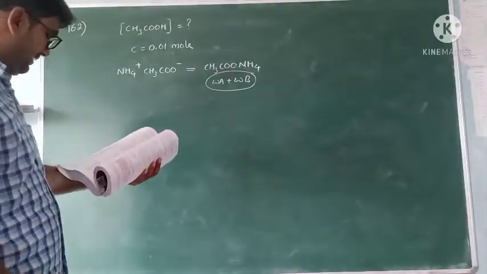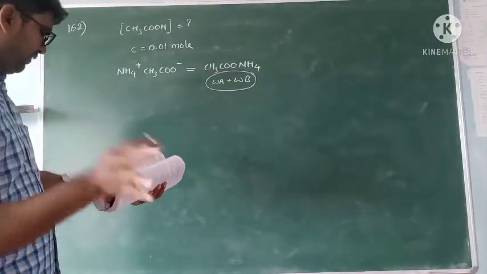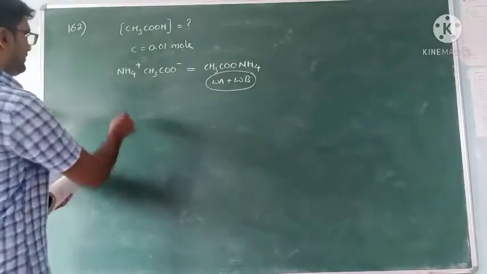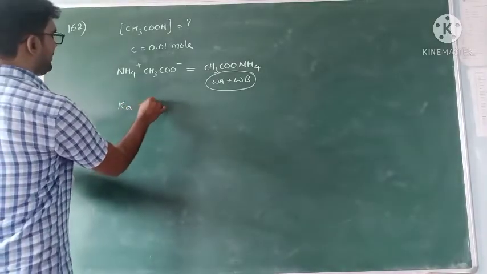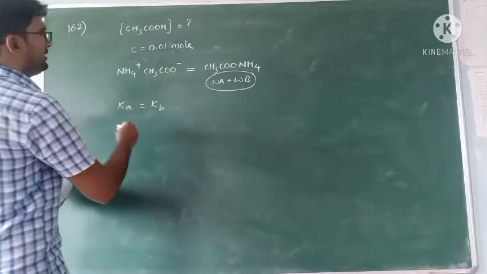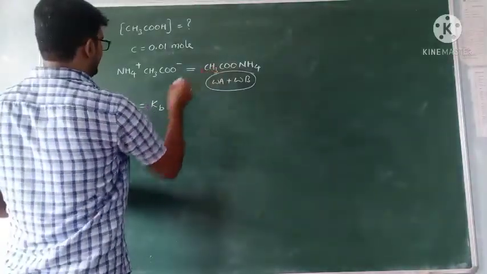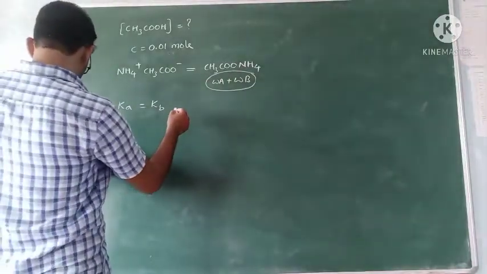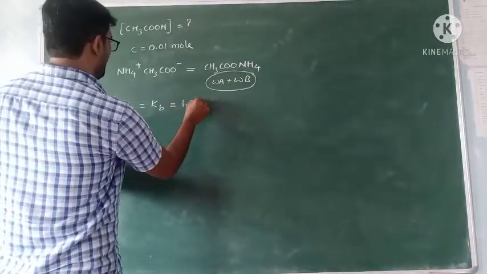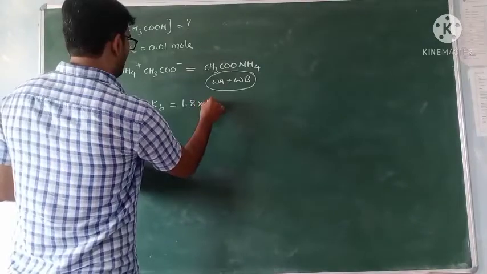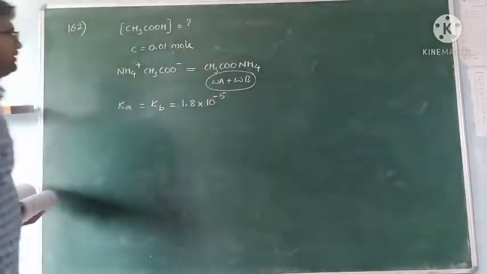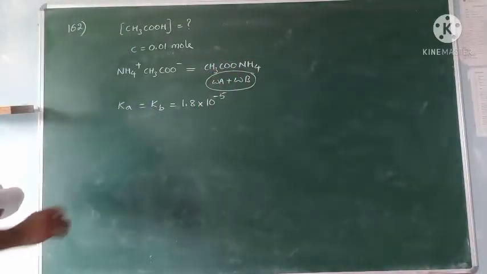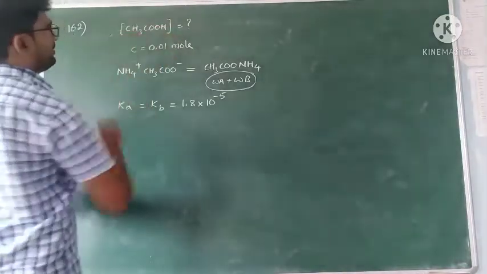In the question, Ka value is given and Kb value is given. Ka means weak acid dissociation. Kb means weak base dissociation. These two values are the same here, 1.8 into 10 to the power of minus 5. This is the given information. Calculate the concentration of acetic acid.